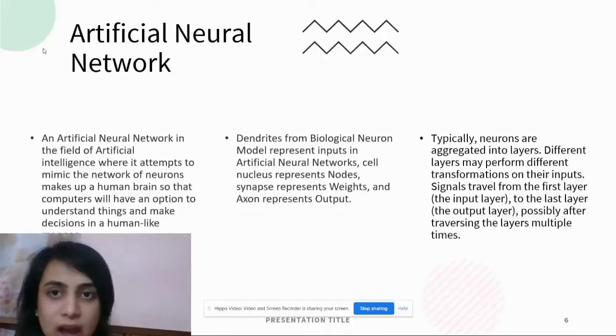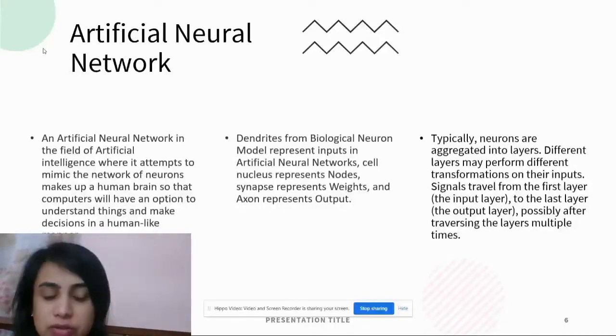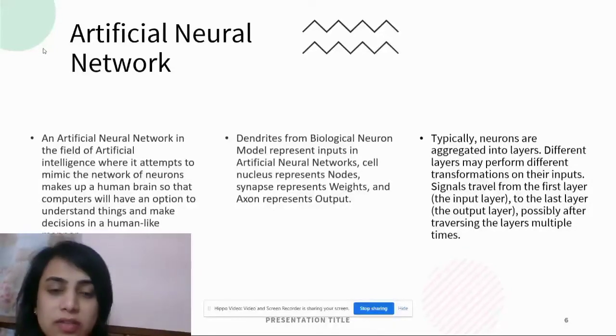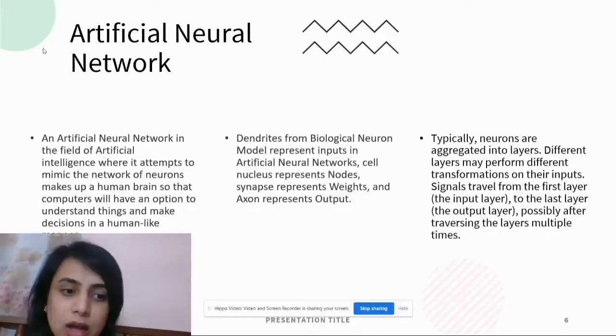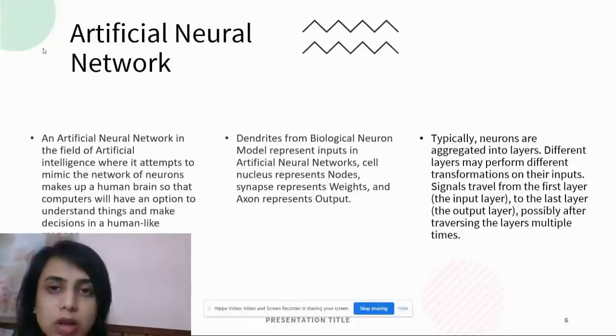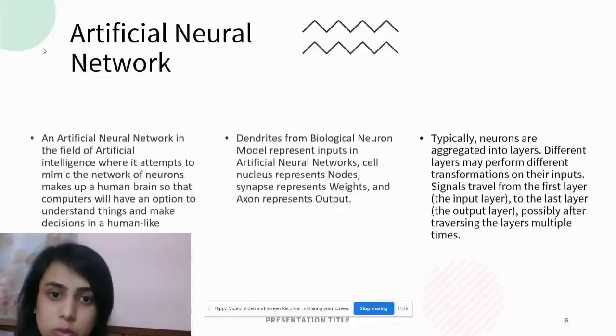Typically, neurons are aggregated into layers. Different layers may perform different transformations on their inputs. Signals travel from the first layer, that is the input layer, to the last layer, that is the output layer. There might be a possibility of traversing multiple layers, which are called hidden layers, through these segregated ways. So let us look into the architecture of the neural network to get a more clear understanding of how these artificial networks work.